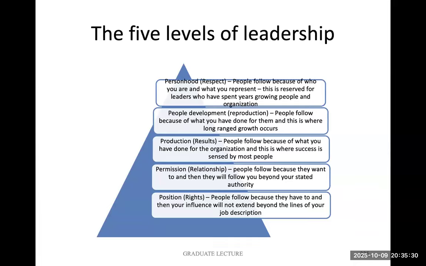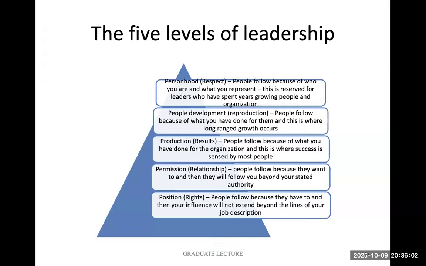So let me talk about positional leader. First, I'll just read what you've shared, boss. So people follow because they have to, and then your influence will not extend beyond the lines of your job description. So yes, I see positional leadership is probably like the bottom of this pyramid. I consider it like an entry level sort of leadership. Here, the authority is essentially coming because of your job title or your role.